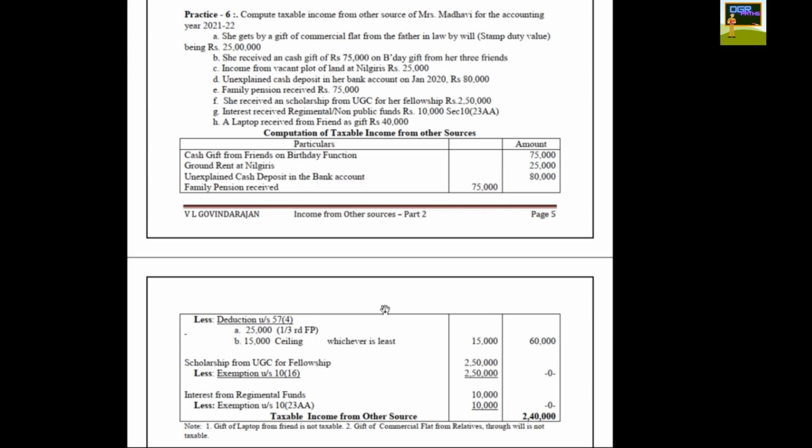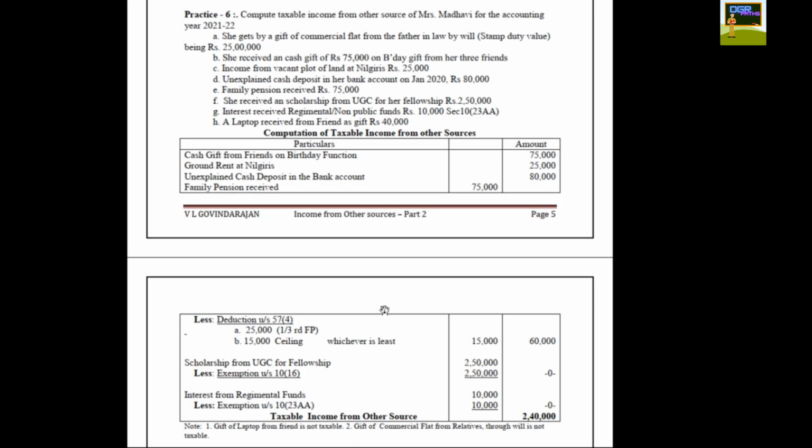She received a cash gift of rupees 75,000 and a birthday gift from her three friends. The total cash gift exceeds 50,000, so it is fully taxable. Unexplained cash deposit in her bank account 80,000 is also fully taxable. Family pension received 75,000. Income from vacant land, plot of land at Nilgiris, rupees 25,000, is called ground rent, fully taxable.